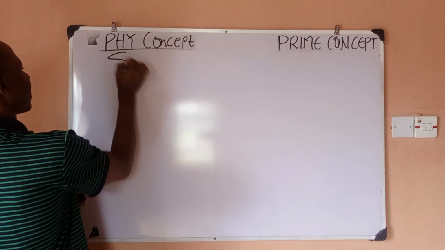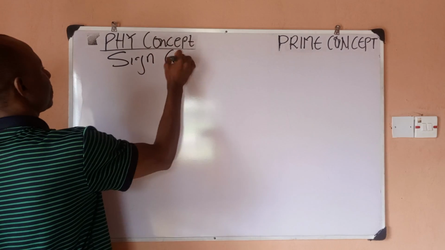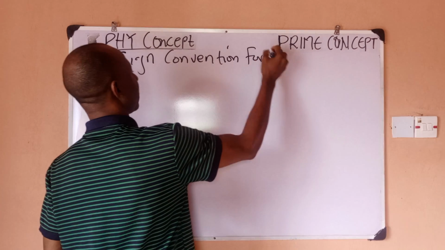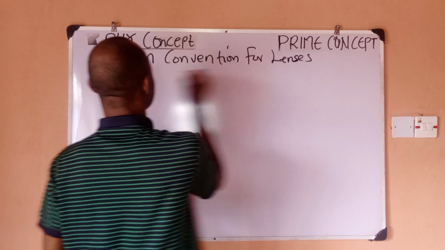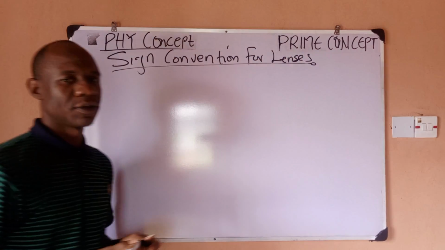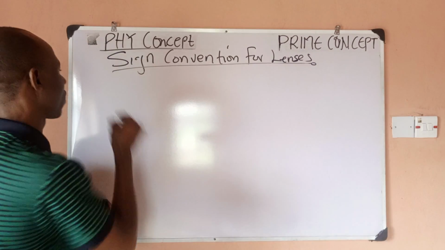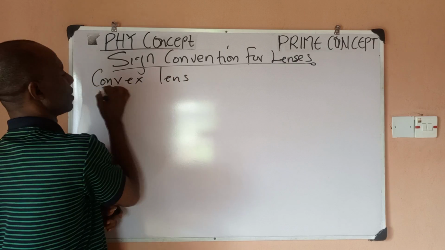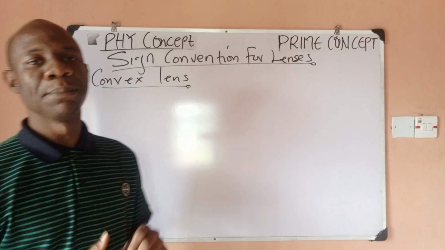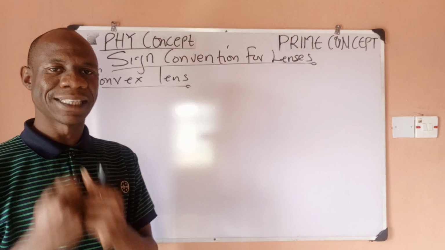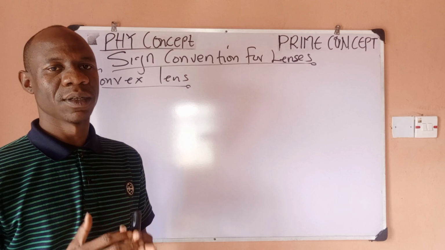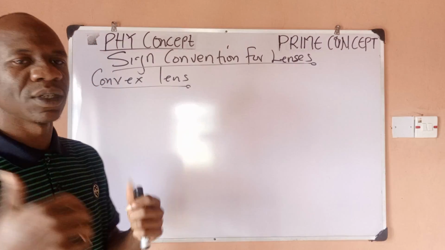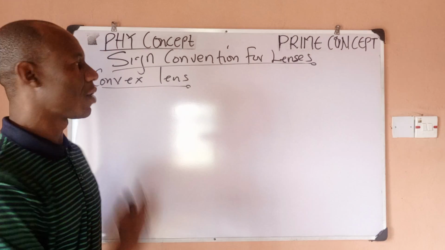Now, we want to look at sign convention for lenses, thin lenses actually. So what are the sign conventions? We're going to consider the convex lens first. Just like we did in our mirror studies, we used the Cartesian sign convention so that it can help us easily remember these things without cramming them. So we're going to use the Cartesian sign convention for our lenses.